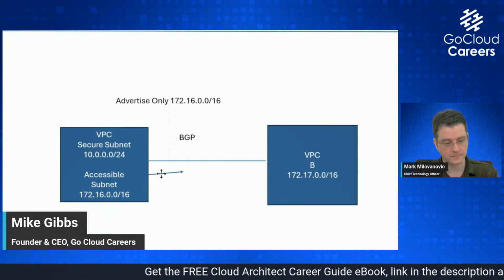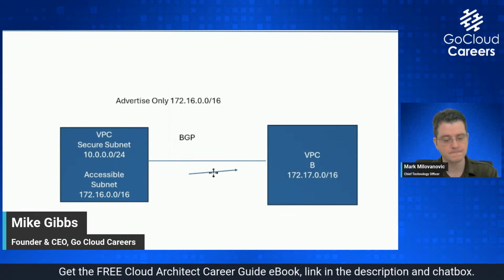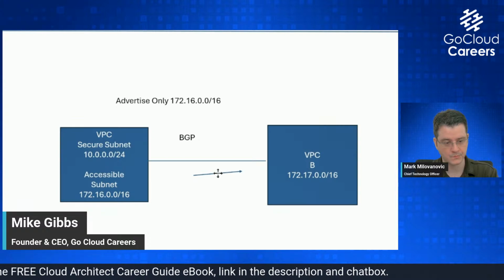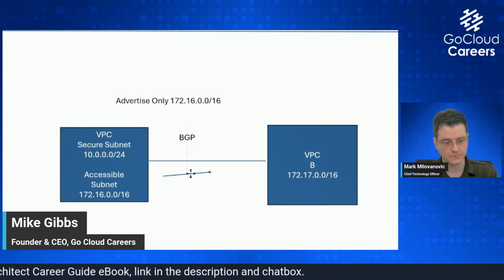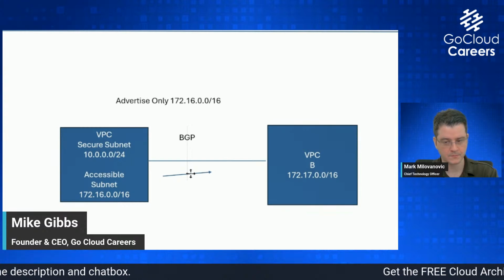And as Mark mentioned, we're going to make sure we authenticate the peers. We know how far away the peers are, and we're filtering out the routes coming in. So that keeps people from injecting bad traffic and bad routes into our system.